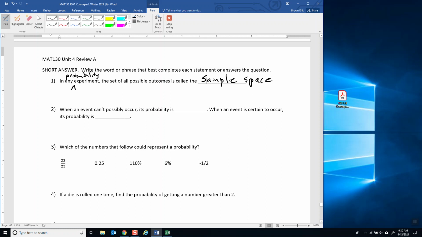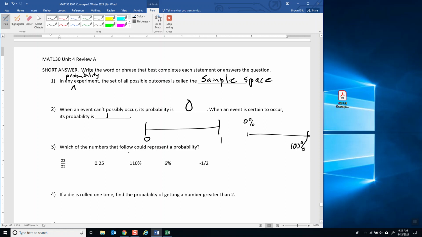So when an event can't possibly occur, its probability is 0 or 0%. And when an event is certain to occur, its probability is 1 or 100%. So remember, all probabilities are numbers between 0 and 1, and they can be written as percents, like 0% to 100%, or decimals or fractions.